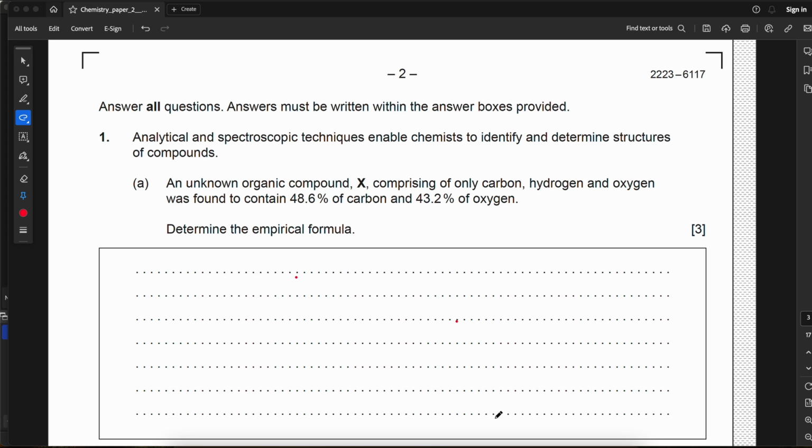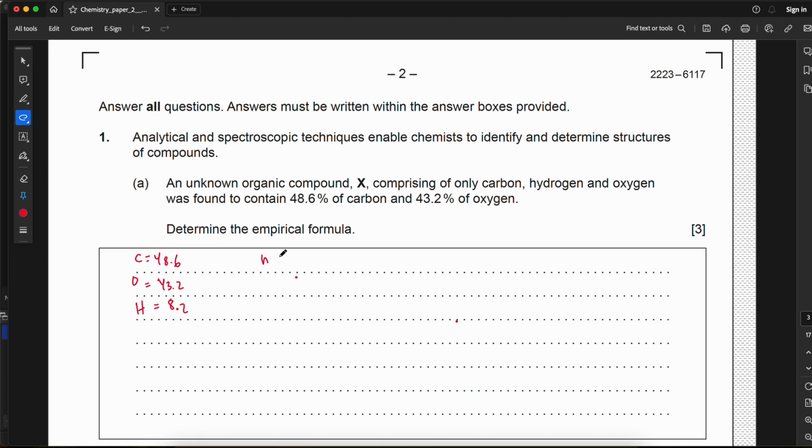Today I'm going to talk about Chemistry Standard Level Paper 2 May 2023 Time Zone 2. Analytical and spectroscopic techniques enable chemists to identify and determine structures of compounds. A known compound X comprises only carbon, hydrogen, and oxygen. Carbon is 48.6%, oxygen is 43.2%, so hydrogen will be 8.2%, so the total is 100%.